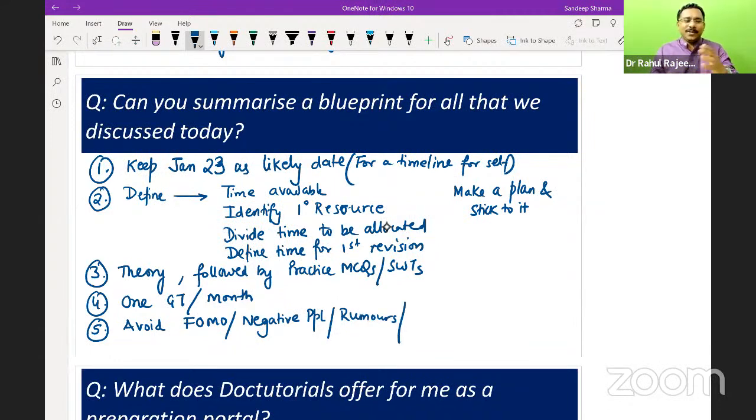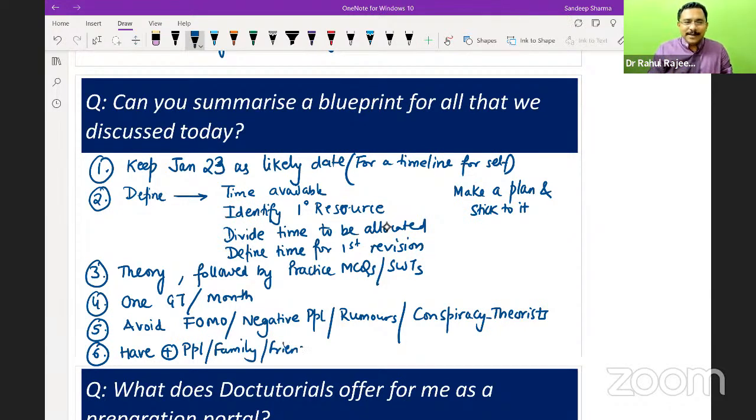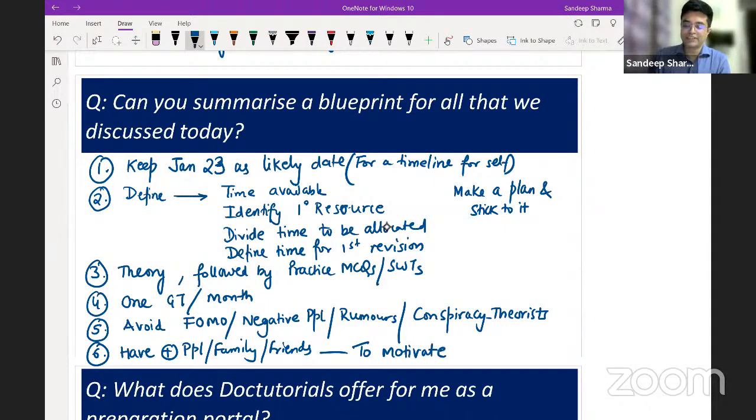Don't jump to too many multiple resources. Stick to your capabilities, because you have done your MBBS, so you are definitely capable of cracking such a competitive exam. All you need is to trust yourself and your primary resource, and move ahead with that. So Sandeep sir, in case I've missed anything? Nothing else, sir. You have mostly summarized everything.